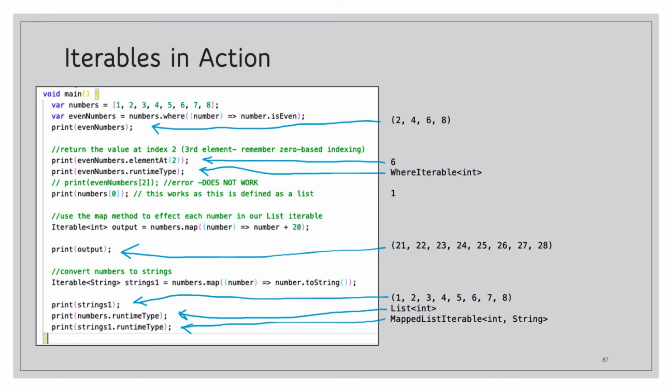We can convert numbers to strings. So again, we create a new iterable called strings1. We want to turn each number into a string. So when we print that, we get 1, 2, 3, 4, 5, 6, 7, 8. We can get the runtime type on numbers. That is a List<int>. And we can get the runtime type on strings1, and that is a MappedListIterable with the key as an integer and indeed the values as strings because we did the toString convert.